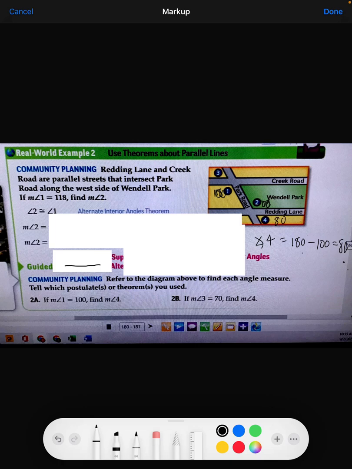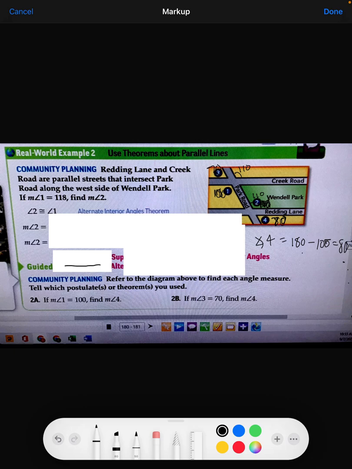And if the measure of angle 3 equals 70, find the measure of angle 4. So for this one, if angle 3 is 70, we know that 3 and this angle here are a linear pair, so they're going to add up to 180, so we can put in 110, which is just 180 minus 70. And then we can use our corresponding angles to say that this angle here is also going to be 110, and then we know that these angles are supplementary. So this angle is going to be 180 minus 110, which gives us 70.